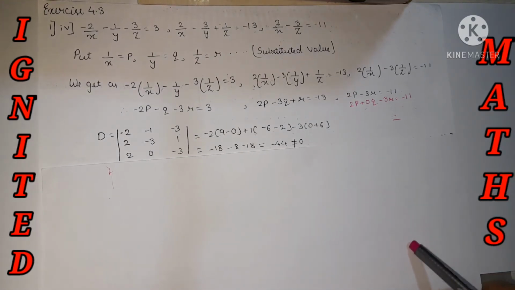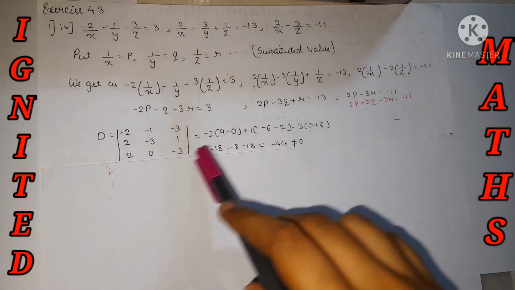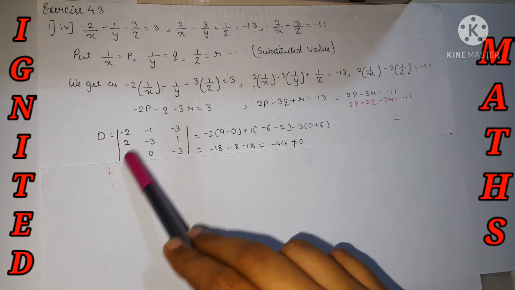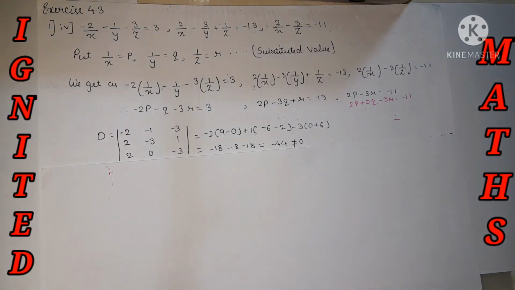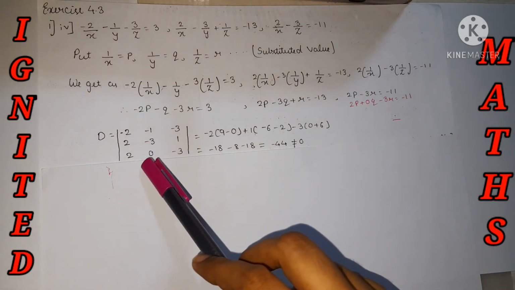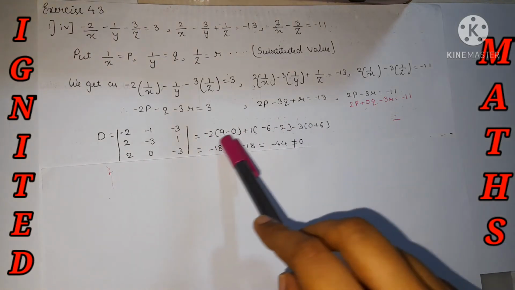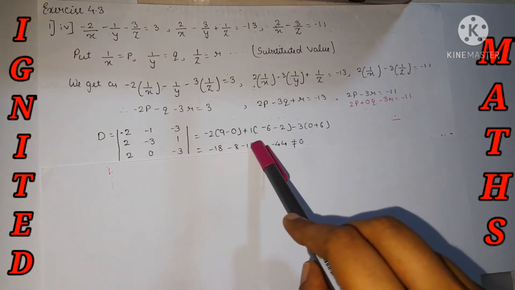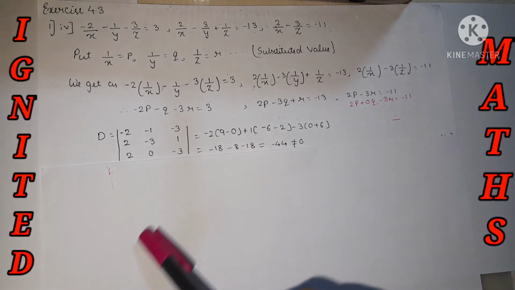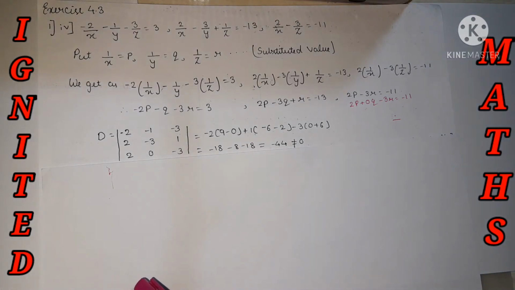To find the value of the determinant, the method is also available at the description link. We can take any row or any column and expand along it; we will get the same answer. For reference, I have expanded along the first row. We can see the first row elements here, and I got the answer as minus 44. D should not be equal to 0. If D is equal to 0, then the solution will not be present.